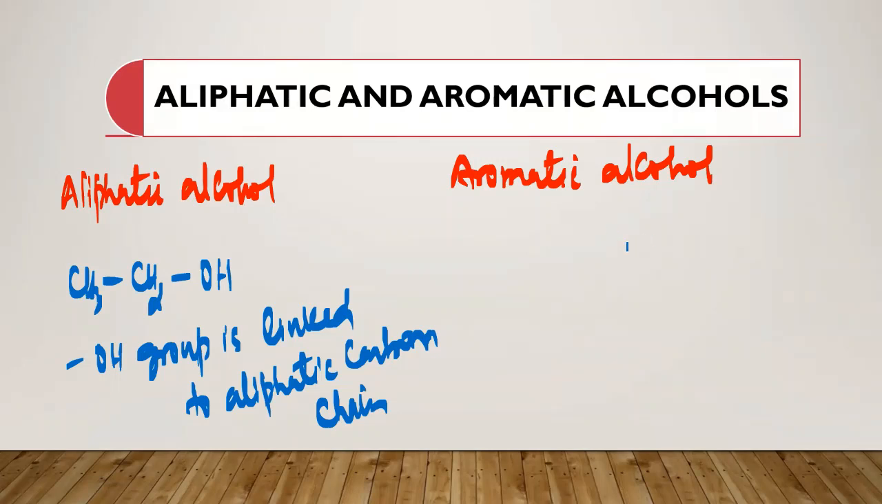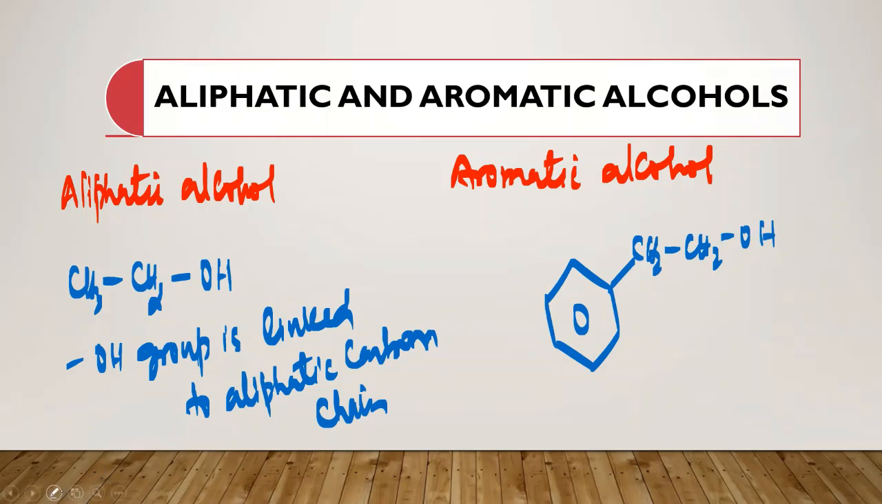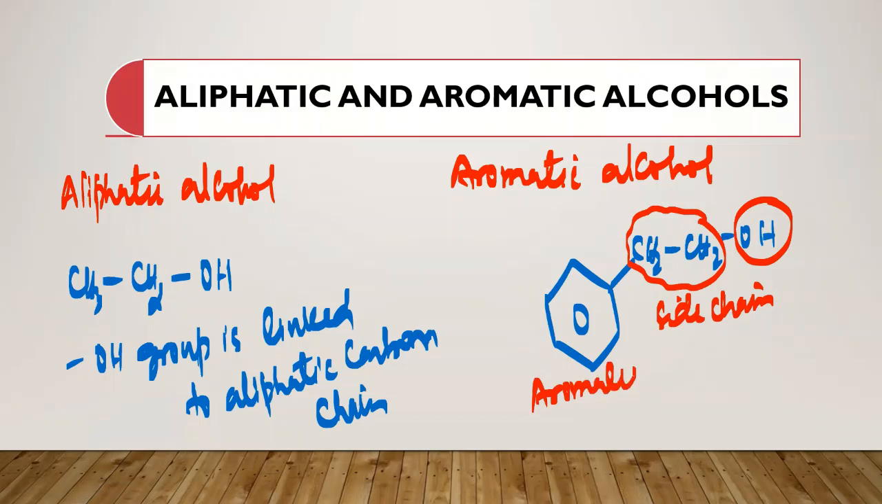Now look at aromatic alcohol, my dear friends. What is aromatic alcohol? Very simple. Look here, I will take a benzene ring, okay? Then I will take a side chain here, CH2, CH2, and OH. If you look at the alcohol at this point, it is attached again to a side chain. And it's a side chain on an aromatic hydrocarbon. Benzene is an aromatic hydrocarbon.